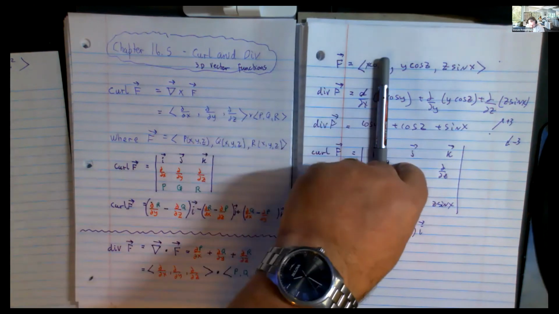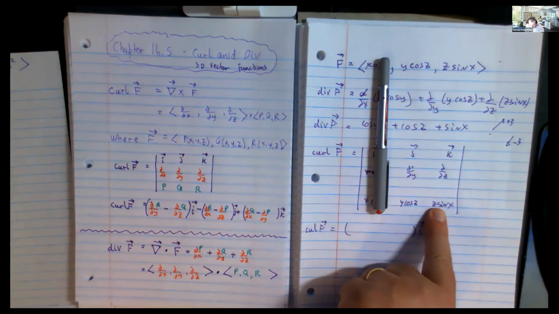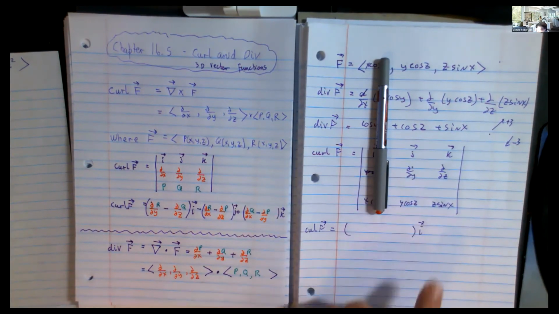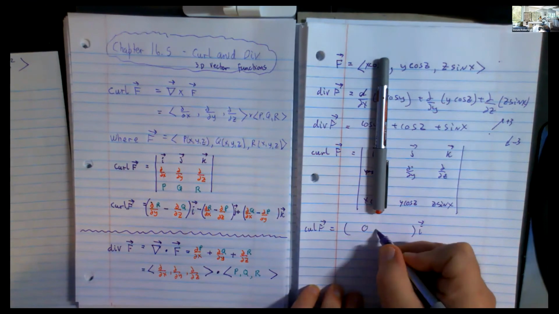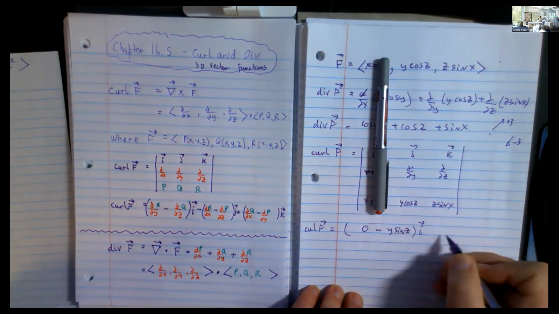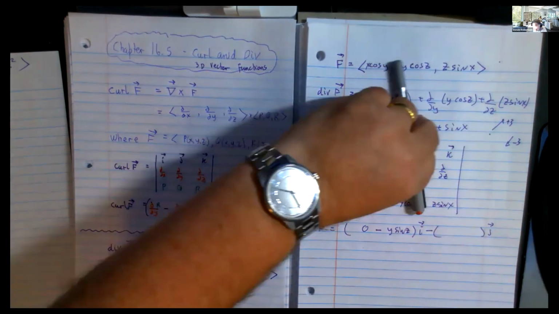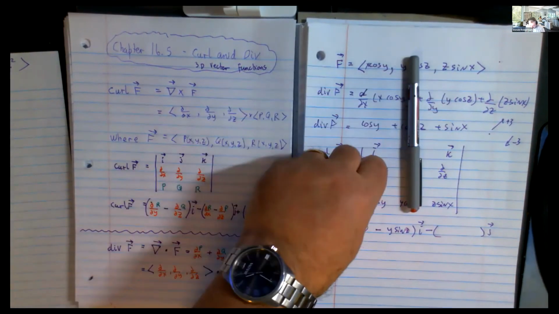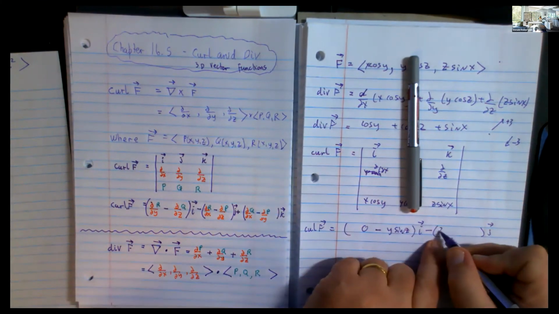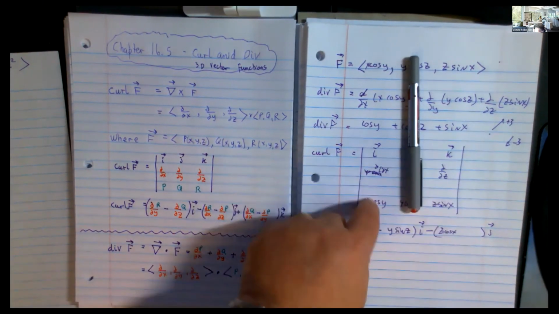The partial derivative of this with respect to y is 0. Take away the partial derivative of this with respect to z. So you get 0, take away y sine z. If I cover this up, the partial derivative of this with respect to x is z cosine x. And the partial derivative of this is 0.